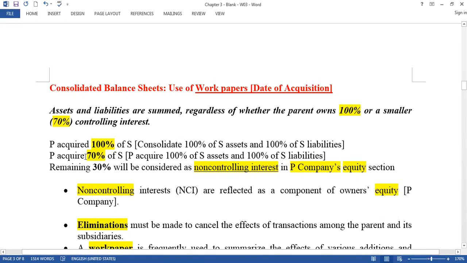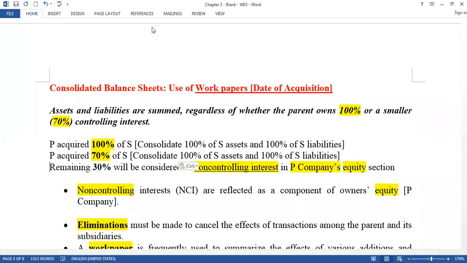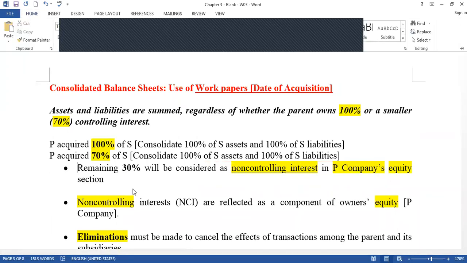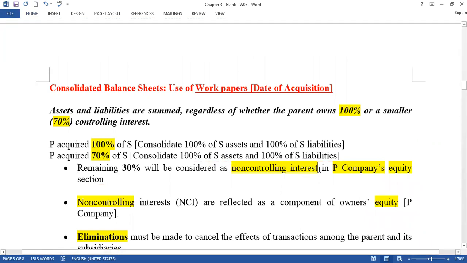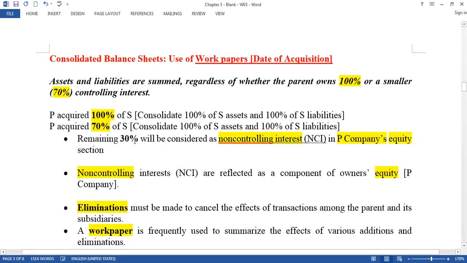Even if P company acquired 70% of S, how to consolidate? We should consolidate 100% of S company's asset and 100% of S company's liability. And the remaining 30% will be considered as non-controlling interest, in short NCI, in P company's equity account. So this is a very, very important assumption.